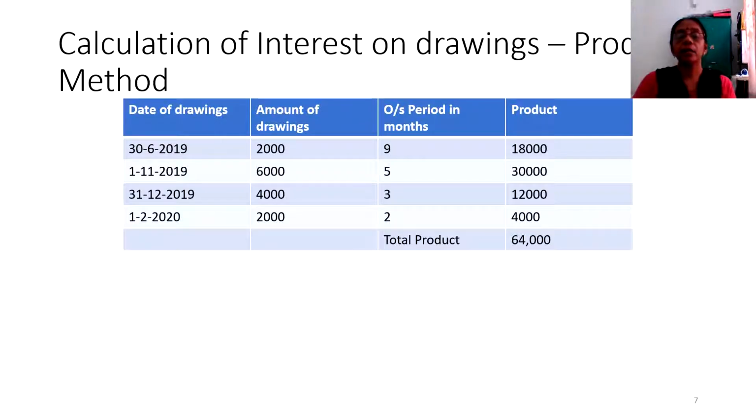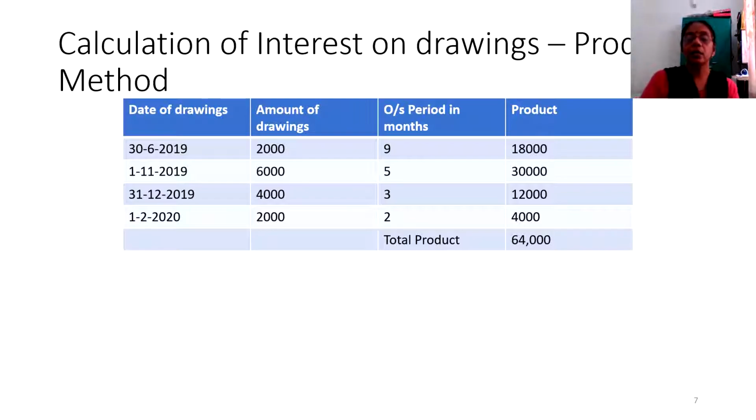So in the first case, 30th June 2019 till 31st March 2020. Do not include the month of June. Start from July, count up to March. That is a 9 months period. 1st of November. November also has to be taken because it says 1st of November. November, December, Jan, Feb and March. So 5 months. 31st December, exclude December. Take away December. Jan, Feb and March is only 3 months. And finally 1st of February will have both February and March into the list. So therefore 2 months. The product is again a multiplication of second and third columns.